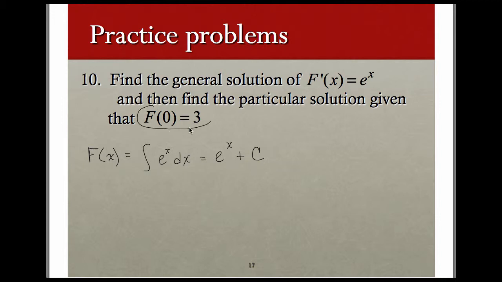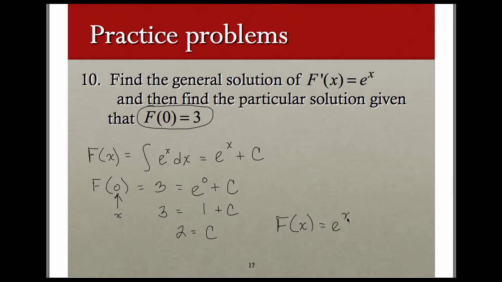Well, we're given the fact that f of 0 equals 3. So remember, this is your x, and we're simply going to put that in place of our x. Remember, e to the 0 is 1. So we get 2 for our c value. What that tells us is our real function in the end is e to the x plus 2 specifically. That's what we refer to as a particular solution that we're able to obtain thanks to the specific information we're given.